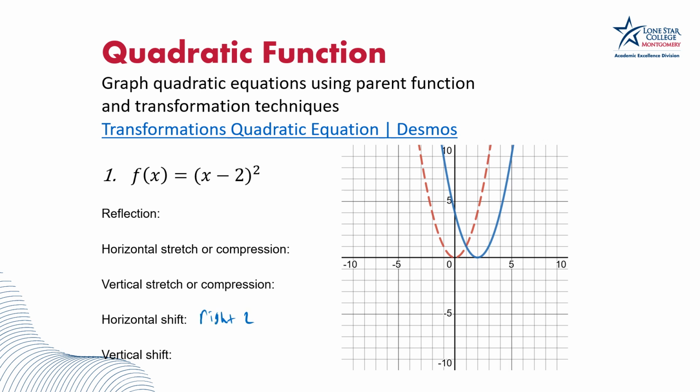Looking at this graph here, the red dotted line is your parent function of just f of x equals x squared. And then x minus 2 squared is that blue graph, the blue parabola for quadratic equations. It's being shifted to the right 2. So it's taking the vertex and translating the graph 2 units to the right. And that would be the graph of your function.